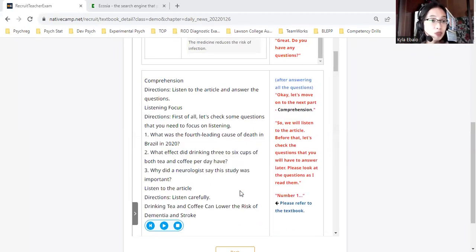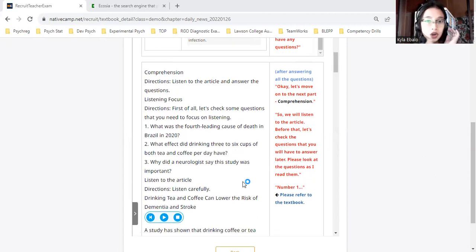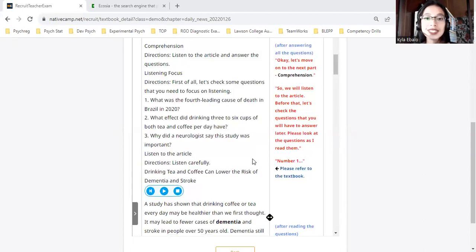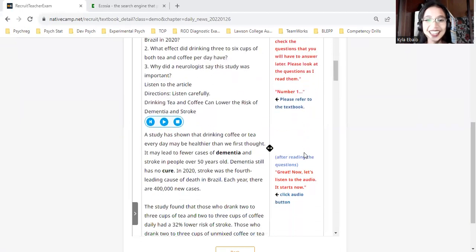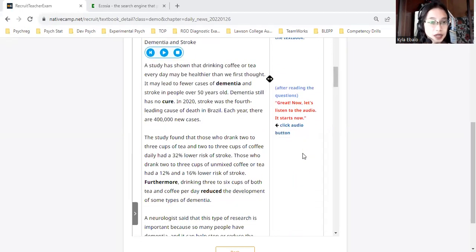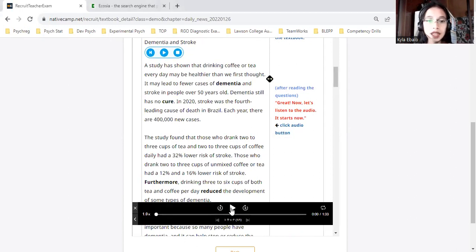Let's move on to the next part, comprehension. So we will listen to the article. Before that, let's check the questions that you will have to answer later. Please look at the questions as I read them. Number one, what was the fourth leading cause of death in Brazil in 2020? Number two, what effect did drinking 3 to 6 cups of both tea and coffee per day have? And number three, why did a neurologist say this study was important? Now we're ready to listen to the audio. Let me play the audio starting now.